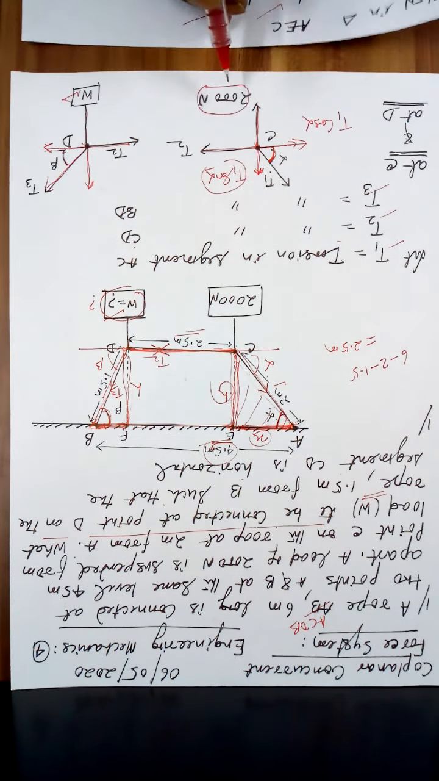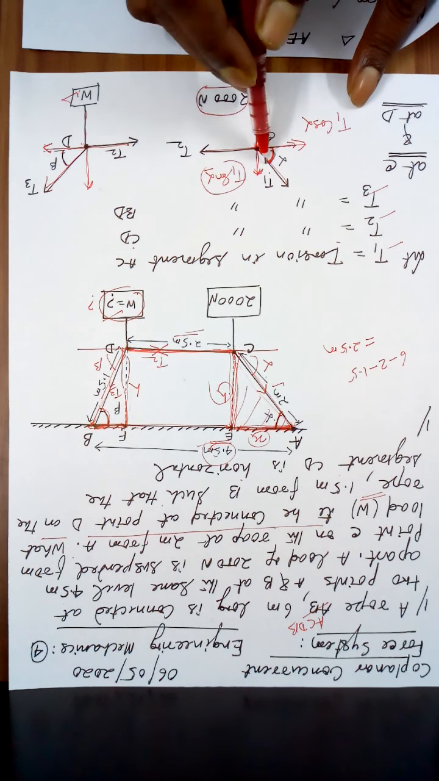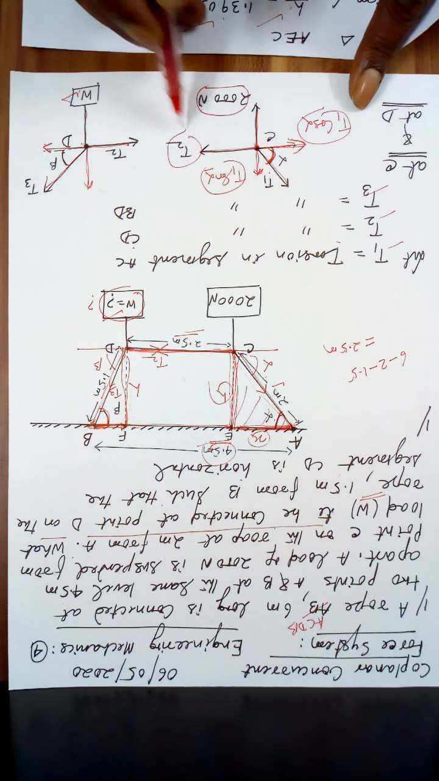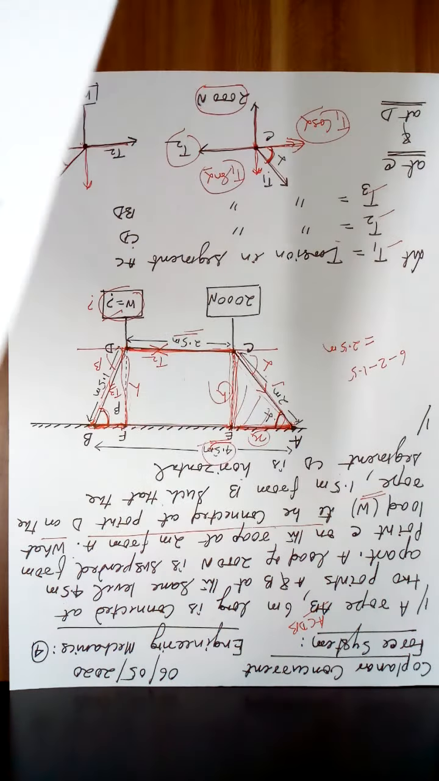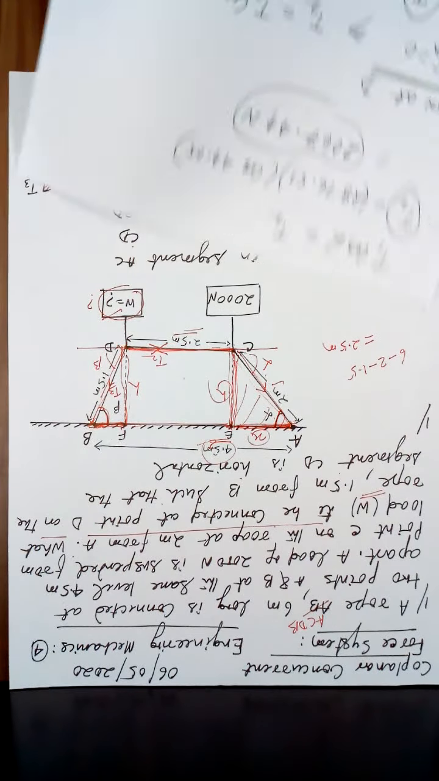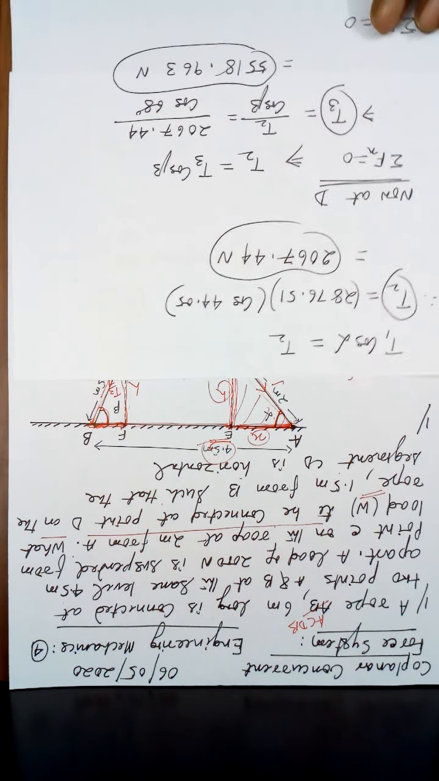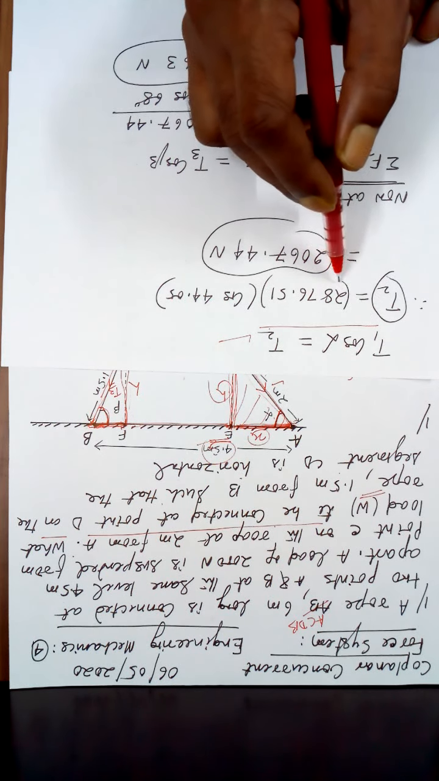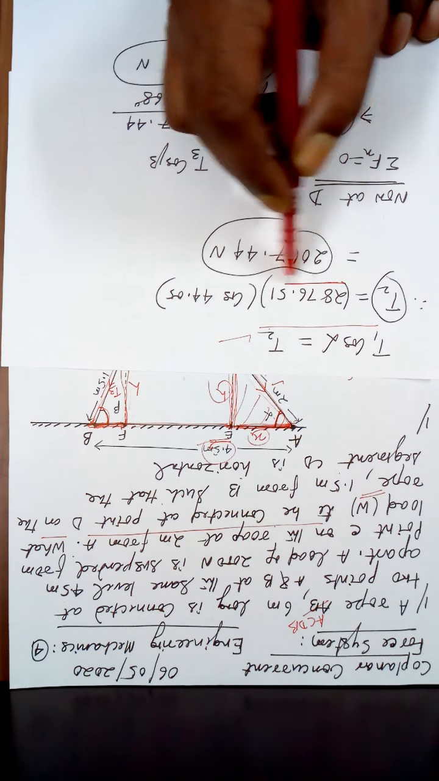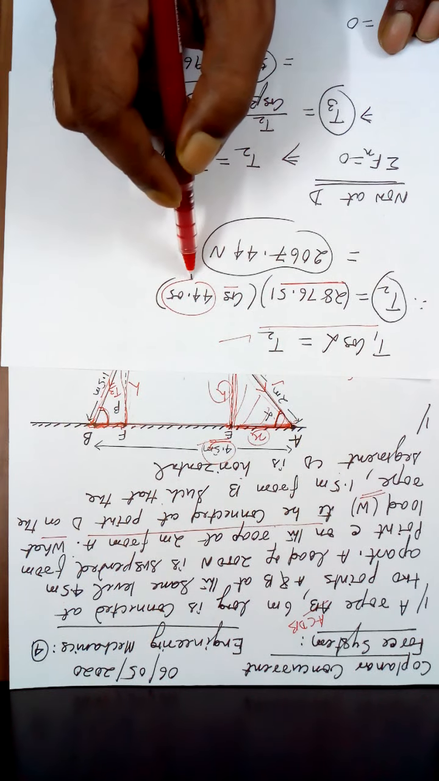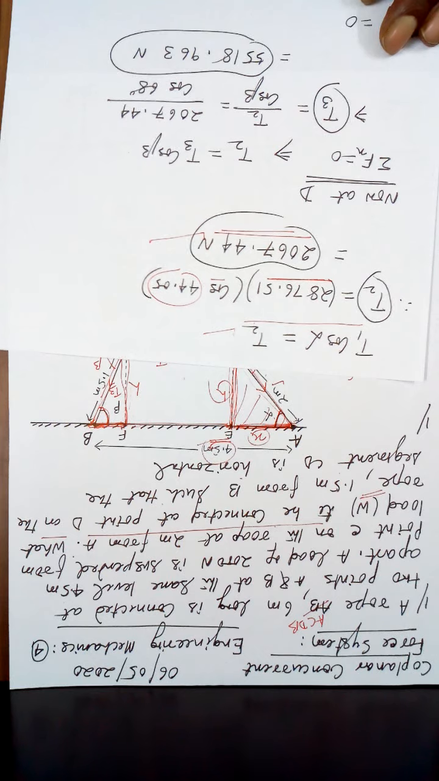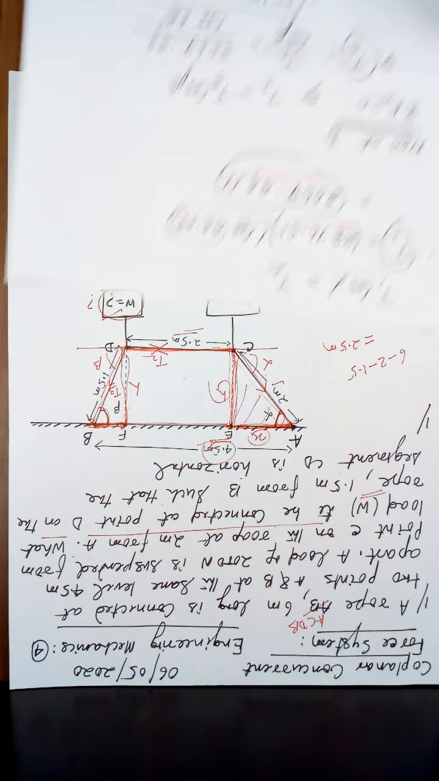Then apply along x-axis, sigma Fx is equal to 0. If this is T1, this is alpha, which you have found out, then this will be your T1 cos alpha. So T1 cos alpha will be equal to your T2. So T2 is equal to T1 cos alpha. T1 we just calculated, cos alpha we have calculated. So put it in a scientific calculator. This comes out to be this.